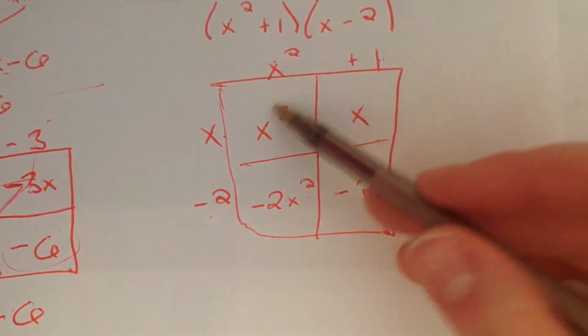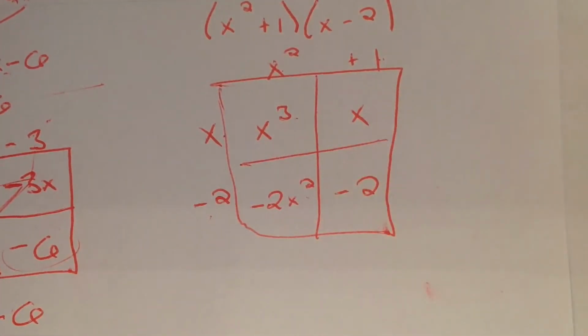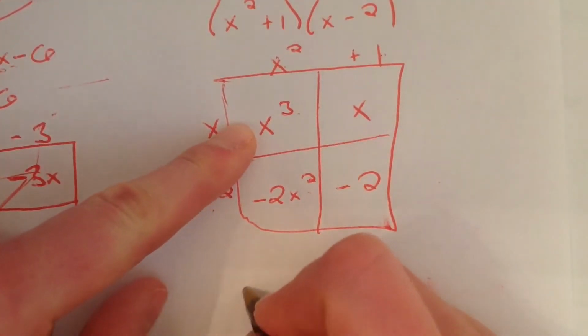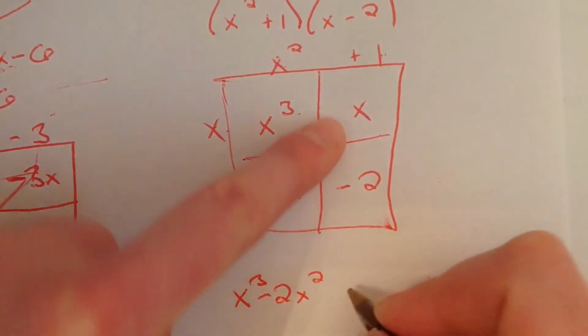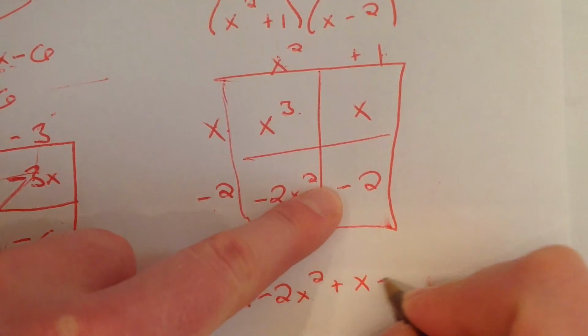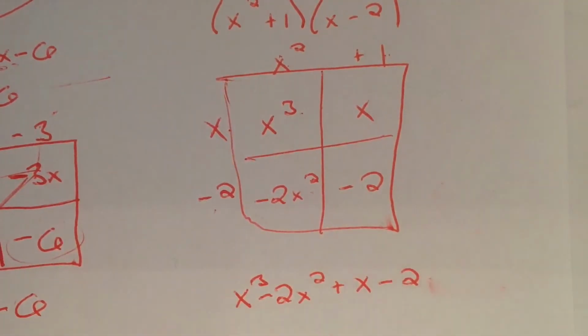Notice none of these x's powers are the same, so there are no like terms like the other ones, so we just list from highest to lowest. So we say x cubed minus 2x squared plus x minus 2. And this would be FOILed.